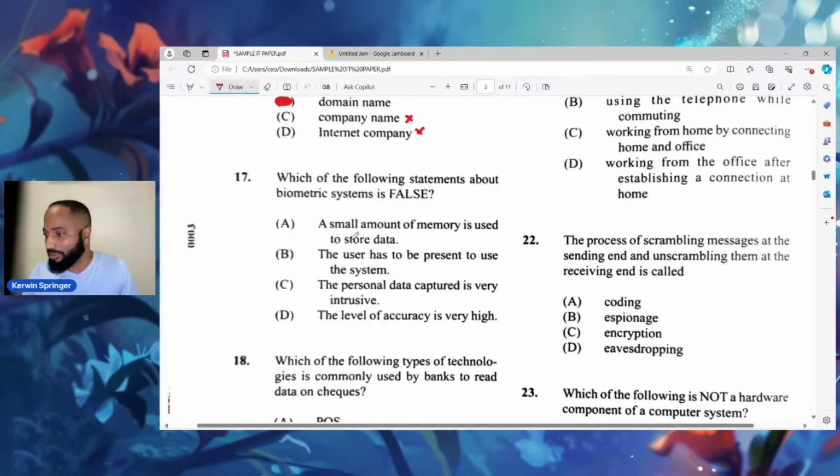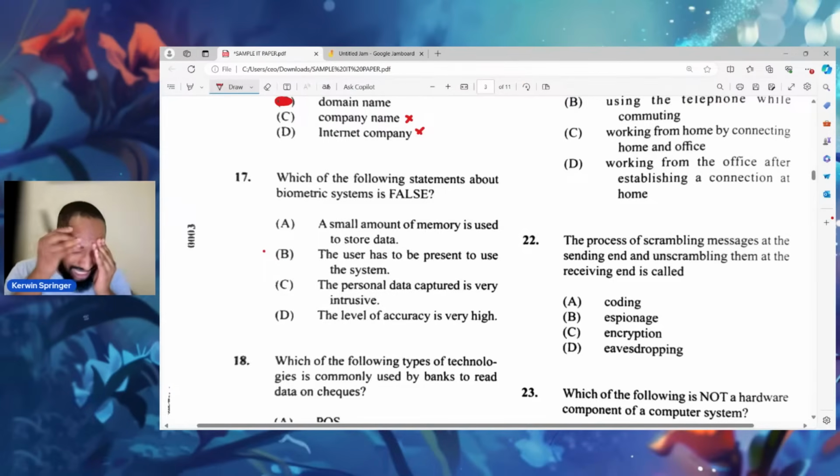Which of the following statements about biometric systems is false? Small amount of memory is used to store data. The user has to be present to use the system. That's true. The personal data captured is very intrusive. Not necessarily. Biodata, so that would be like your fingerprint, your eyes, your face. Is that intrusive? It depends. The level of accuracy is high.